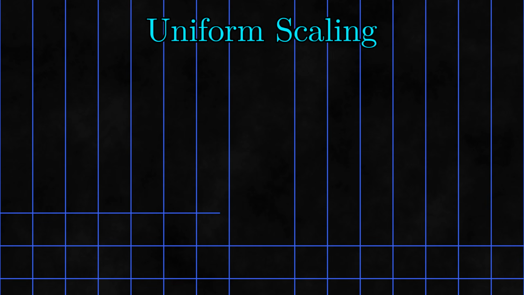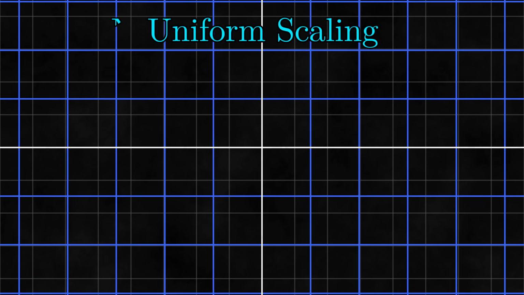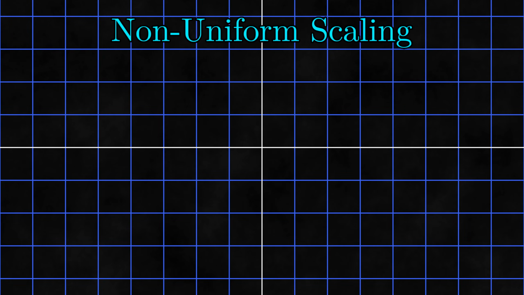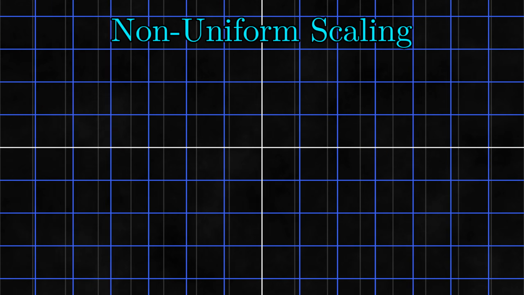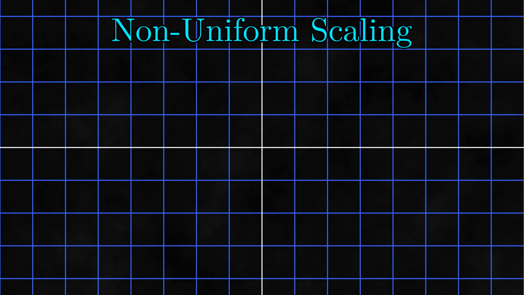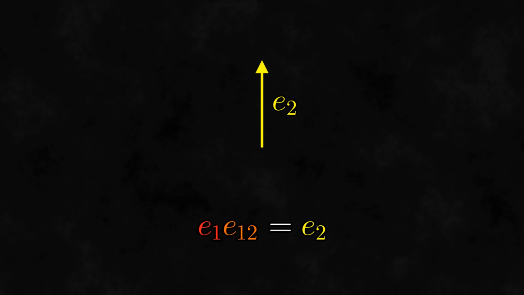Uniform scaling is the well-known operation where you take all points in space and scale them all by the same amount around the origin. Non-uniform scaling is when the amount that components get scaled depends on the direction. For example, here we are scaling the x component while leaving the y component alone. In my video that involves multiplying vectors and bivectors, I wanted to use non-uniform scaling on bivectors to graphically represent the contractions that happen when doing these multiplications.